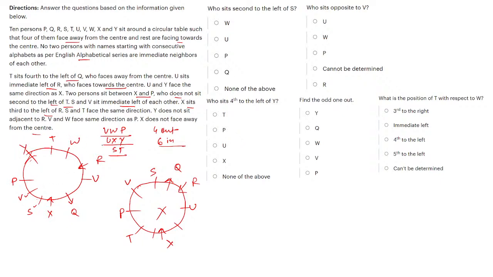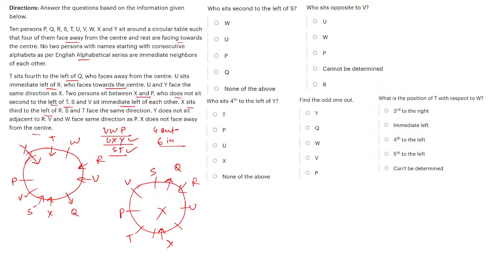Now checking the direction once. So U, X, Y. X is here, so U is facing inside, Y is also facing inside. V, W, P. Where is V? Q is facing outside, U sits immediate left of R, who is facing towards the center. U and Y face same direction as X. Done. Two persons between X and P, who does not sit second to left of T. That means T is facing inside. S is also facing inside. Here S and T facing same direction. U, X, Y also facing same direction.